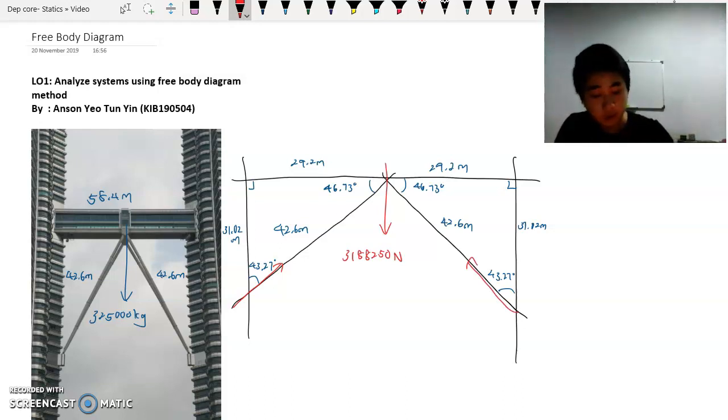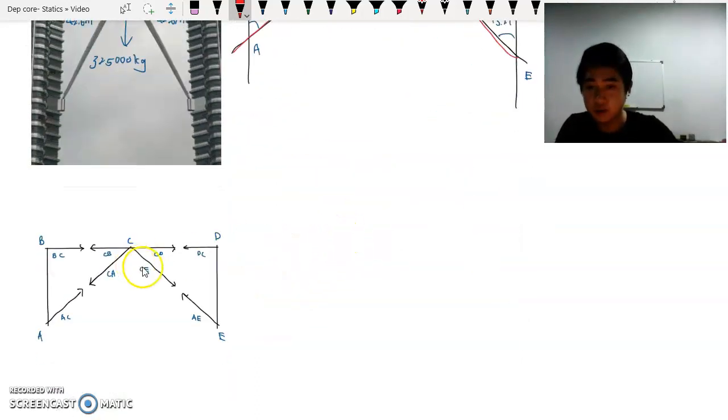So let us name all the points. Let us name this A, B, C, D, and E. Since there is a joint in the middle here, by using the method of joints, we can draw a free body diagram for the joint, which I have already done here.